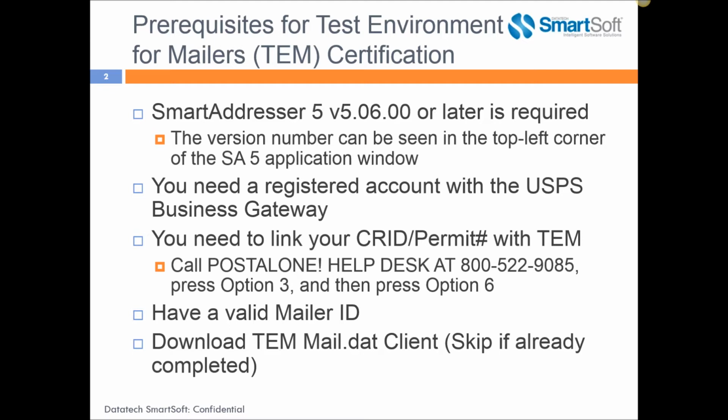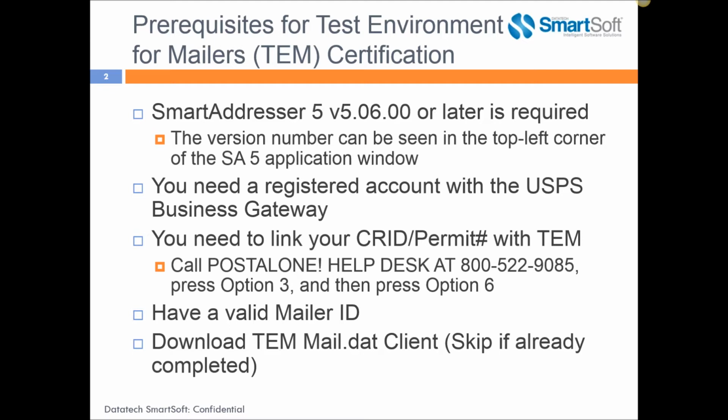The first thing you need to have is SmartAddresser 5 version 5.6.00 or later installed. This version number can be seen in the top corner of the SmartAddresser 5 application window. The next item you need is to have a registered account with the United States Postal Service Business Gateway. You need to link your CRID and permit with the TEM environment.